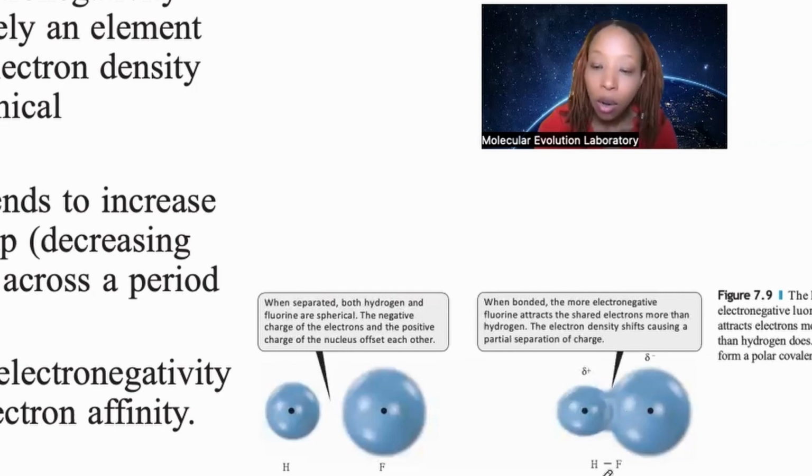So it forms a polar covalent bond because, as we've said before, polar bonds tend to be formed when the energy between the shared electrons is unequal. So a polar bond is a covalent bond between two atoms where the electrons forming the bond are distributed unequally. So because fluorine has a higher electronegativity than hydrogen, this will result in an unequal distribution of bonding between the electrons.